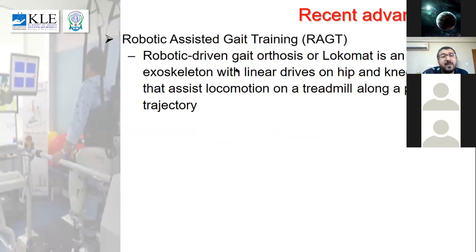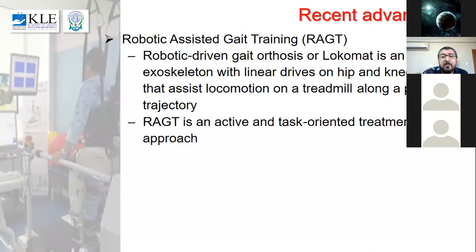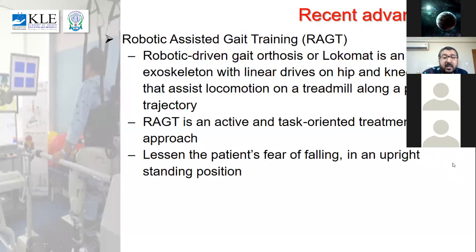We know that Lokomat as well as these assistive robotic devices are being used left, right, center for stroke rehabilitation, for better weight bearing, also for better kinematic and kinetic training for the patient. So in a predefined trajectory, the patient will be able to walk on the treadmill, and it is based on the task-oriented approach. It's an active part as long as the patient is truly active, understand, until he is just hanging on to the harness. Anyway, that is the point that we have to keep in mind.